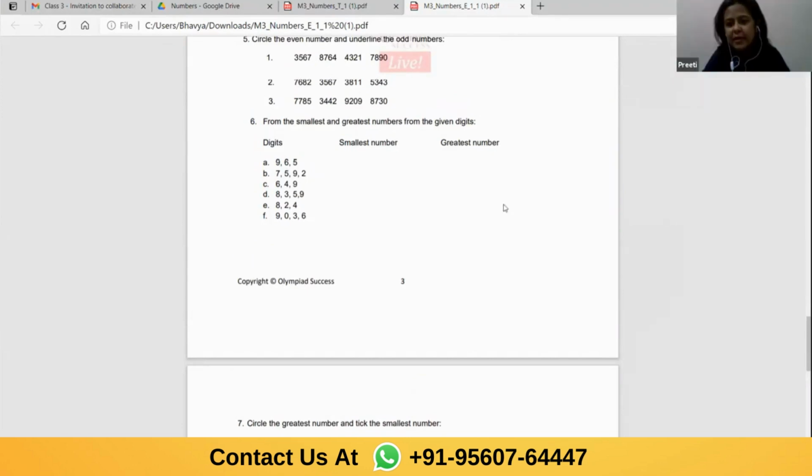Mukund, ask me again. How should I do the smallest number and the greatest number? Okay, let me explain. See, nobody will speak in between. Wait, let me answer Mukund's query. Mukund, do you see the digits in the A part? 965, right? In order to create the smallest number, arrange them in ascending order. What will you get?